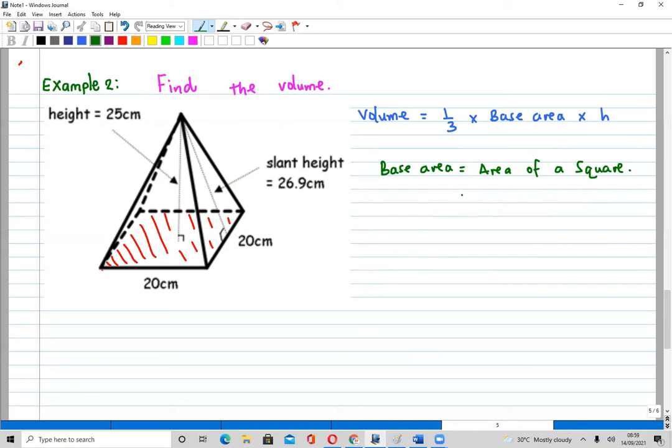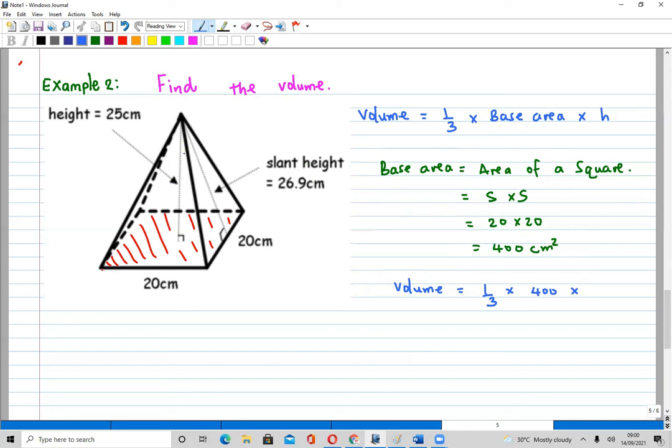Now, area of a square means side times side. So this means that I have 20 times 20, which will give me 400 square centimeters. Now that I have the base area, I will just multiply this base area by the height to get the volume. So volume will be a third times the base area, which is 400, times the height.